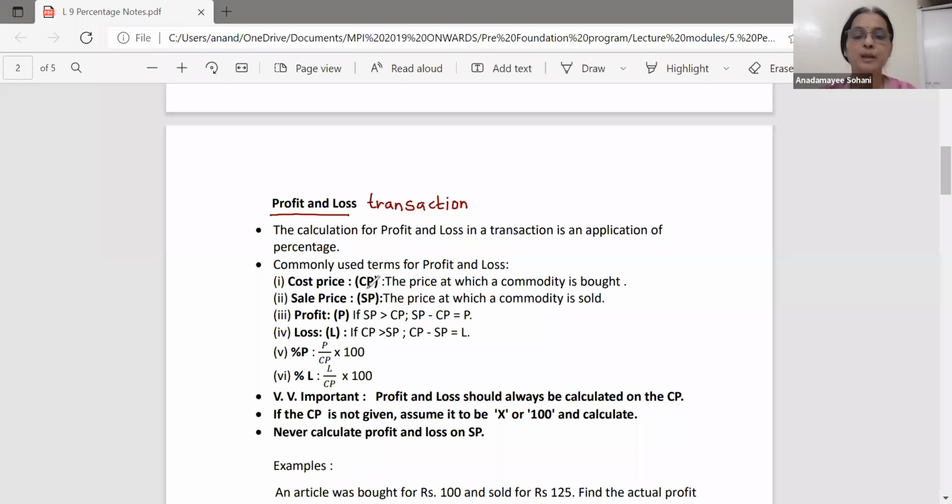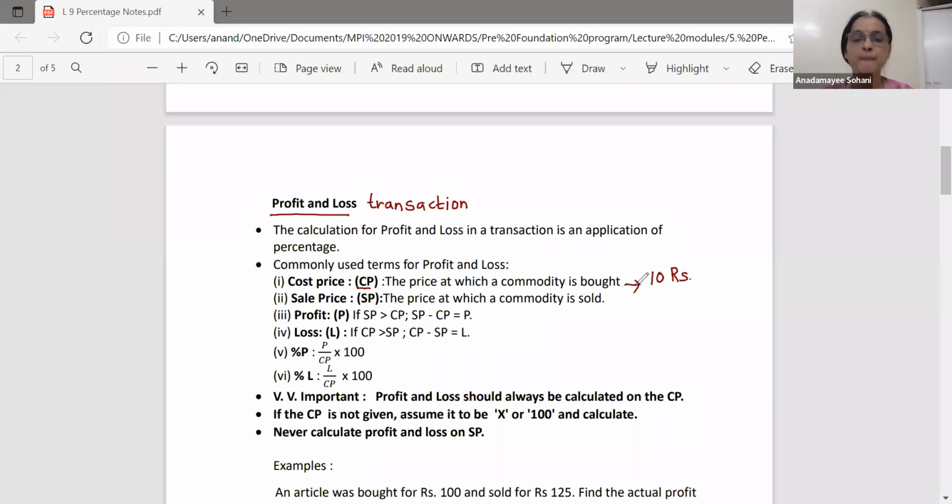Cost price, and these are the symbols used for it in profit and loss. What is the cost price of a commodity? The price at which the commodity is bought. Suppose I bring something for 10 rupees. 10 rupees is my cost price. Look at the board screen carefully. Don't write down anything. Carefully listen to what I'm saying. You're going to get all the notes. You're going to get the YouTube video. Okay. So just pay attention to the screen very carefully and listen to what I'm saying.